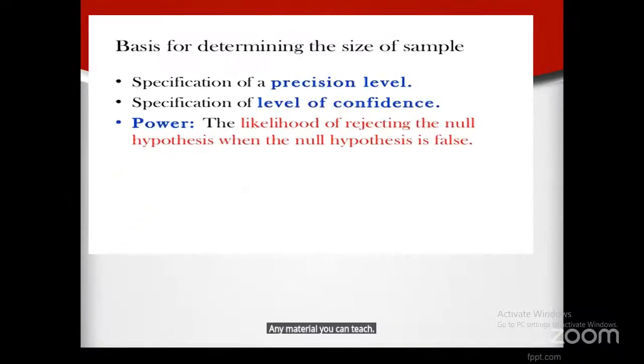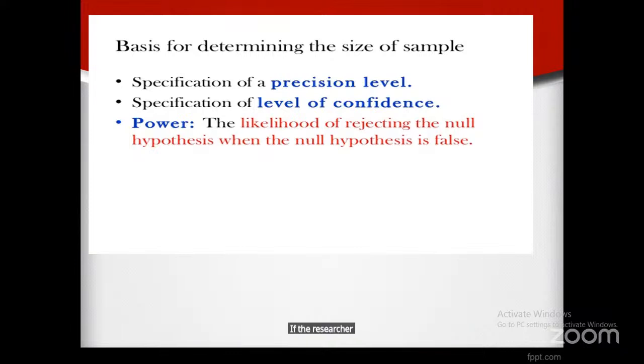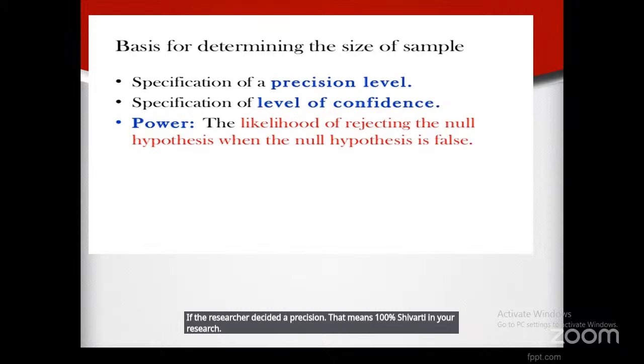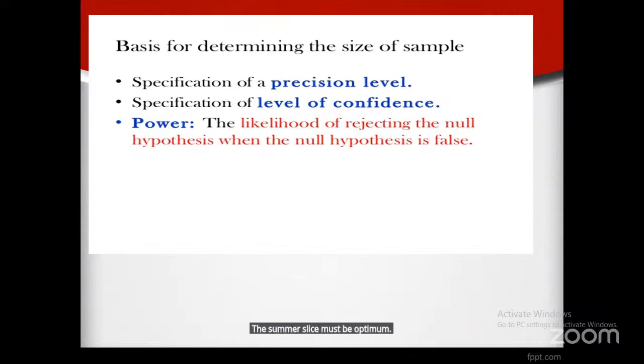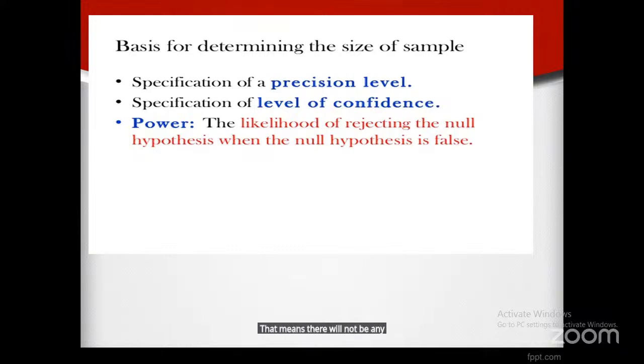And what are the bases for determining sample size? What is the need for determining the optimal sample size? If the researcher decides on a precision, that means 100% surety in your research result, the sample size must be optimum. And the optimal sample size will give you the level of confidence. That means there will not be any type 1 error in testing your hypothesis. 100% you are sure that this is the result. And for that purpose, sample size must be optimum.